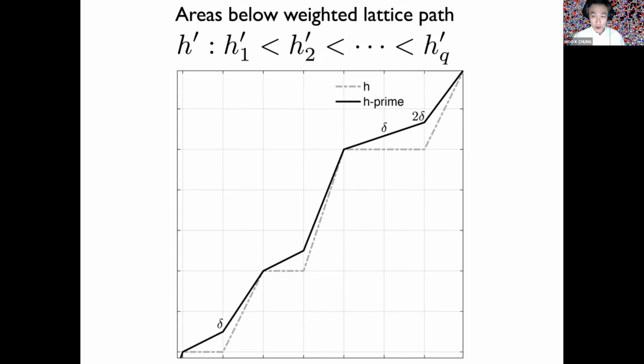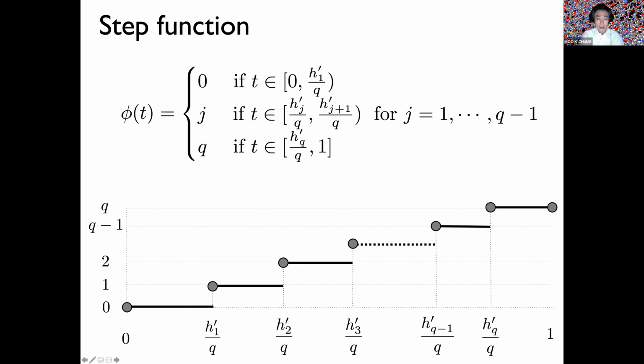Now, what's the difference between H and H prime? I can make them as close to each other by making this delta extremely small. I can make delta something like 0.00001. So we can just claim that, for numerical convenience, the area below the lattice path is strictly increasing in a practical sense. Then we're going to put a step function pi.